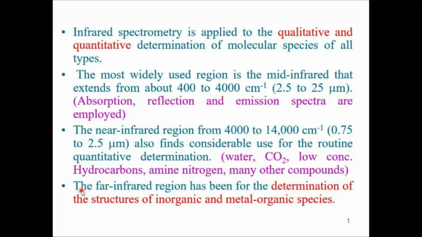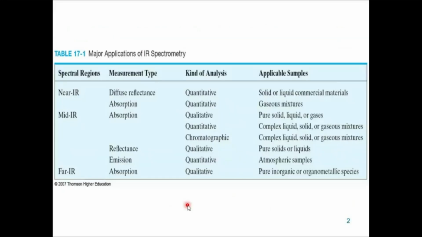The far infrared region has been used for the determination of the structures of inorganic and metal organic species. For organic species alone, the far infrared region is not that useful. The reason being the bonds in those inorganic compounds are strongly ionic bonds, so the characteristic vibration for those ionic bonds is different than in the mid IR region.